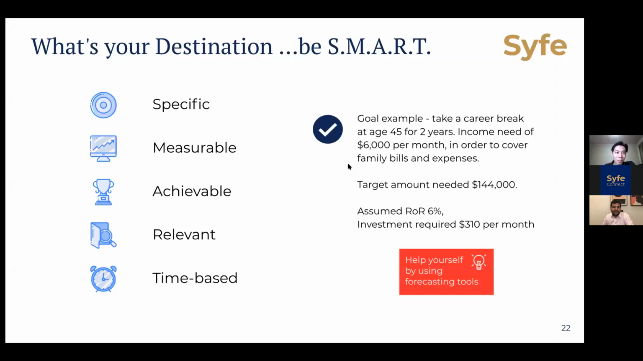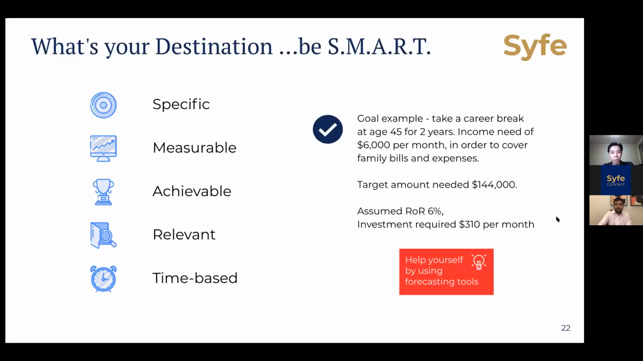We always say that we should be SMART with our investment strategy: specific, measurable, achievable, relevant, and time-based. And just a simple example: if somebody wants to take a career break at 45 and they need a 6,000 cover, how much should they need, and so on. There are very good forecasting tools, including the one on our website, which can really help you achieve these things. And again, you can reach out to one of our wealth experts to help you with this, as the case might be.